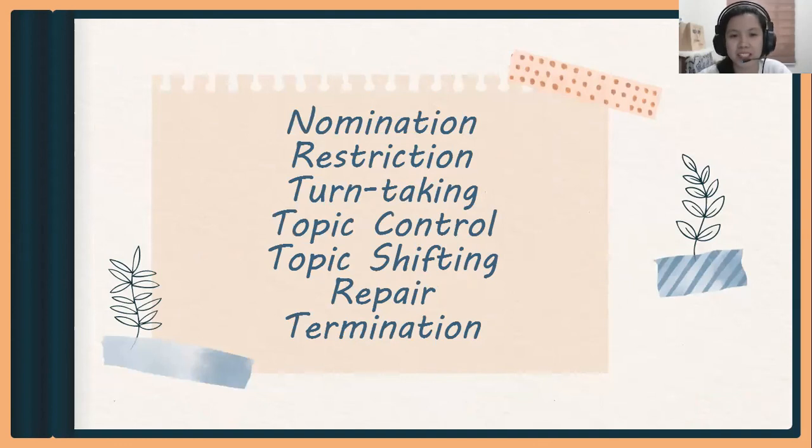Again, these are the 7 types of communicative strategies. We have nomination, restriction, turn taking, topic control, topic shifting, repair, and termination.